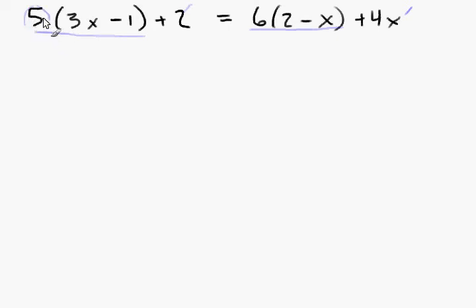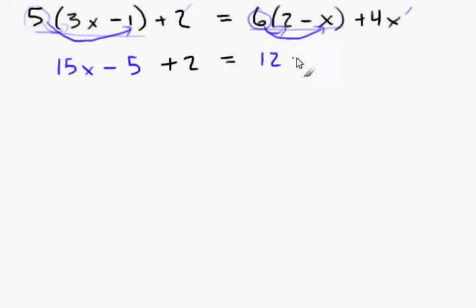We're going to take 5, multiply it by 3. That gives us 15x. Multiply it by a -1, minus 5. And we'll fill in the rest of this side. Plus 2 is equal to, let's see here, 6 times 2 is 12, times the negative x is negative 6x, and fill in the rest of the problem, plus 4x.